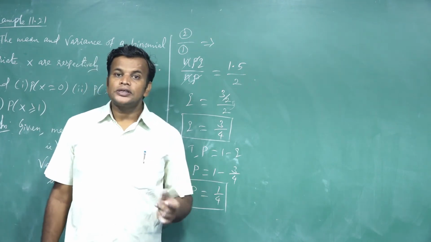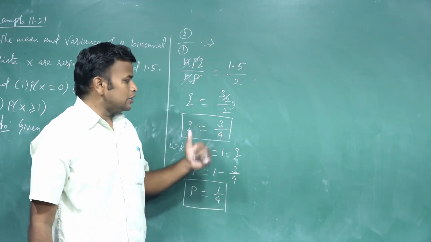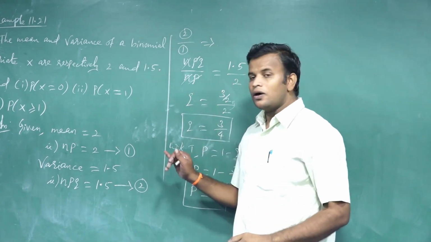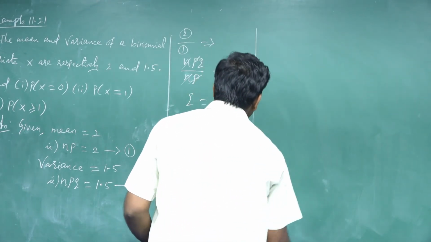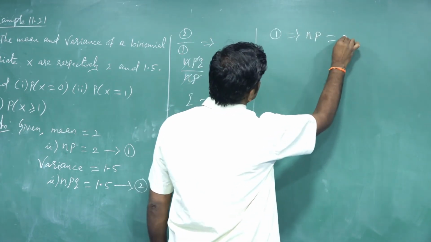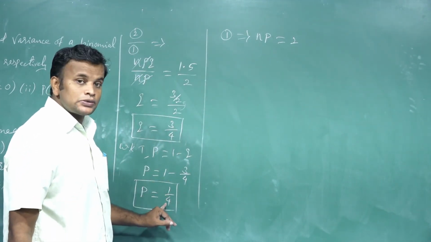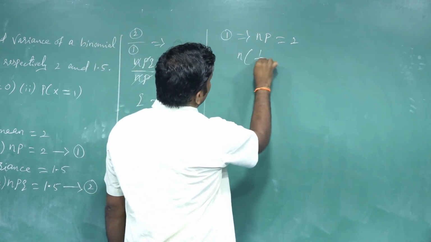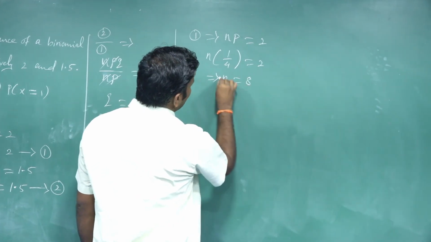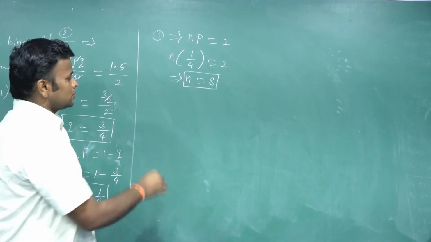But one more value is needed. The value is n. So how to find it? Substitute these values of p and q in either 1 or 2. This is our choice. Now I substitute this value in 1. So 1 gives the value of np is equal to 2. We already found the value of p. The value of p is 1 by 4. So n times 1 by 4 is equal to 2. What about n? The value of n is equal to 8. We cross multiply, 2 fours are 8.